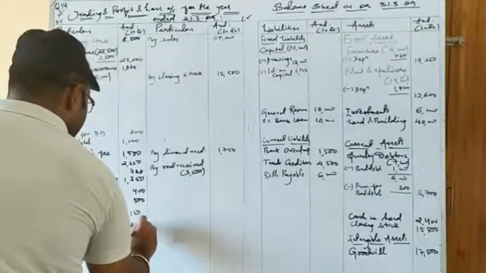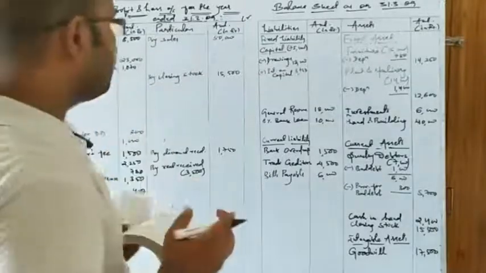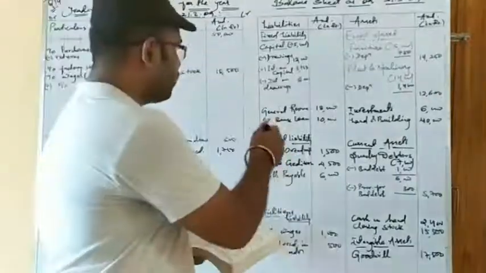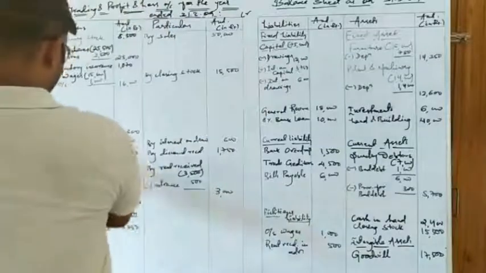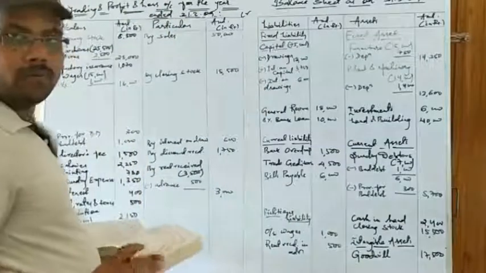In the question it says interest on capital is to be provided at 5%. So interest on capital is 5%, that is 3,750, and I have written it here on the debit side of the profit and loss account.